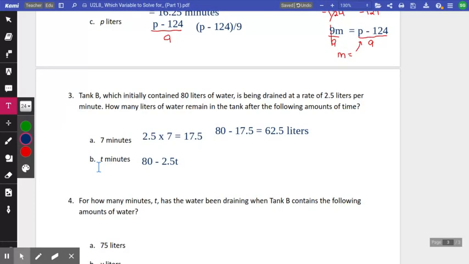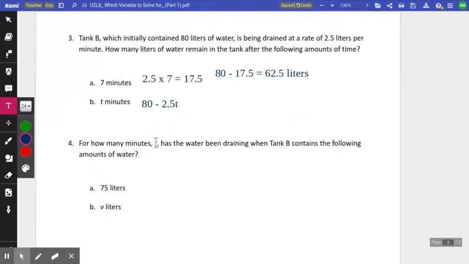Now let's flip it around again. For how many minutes T has the water been draining when tank B contains the following amounts of water? So flipping it around, if I tell you some time has gone by, there's 75 liters in the tank, how many minutes must have gone by for that to be true? I'm looking up here, I see after 7 minutes, there is this much water left. So it means less time has gone by, but how much time? Again, make sure you're getting the practice in. Pause this video now, try parts A and B, and then come back when you're ready.